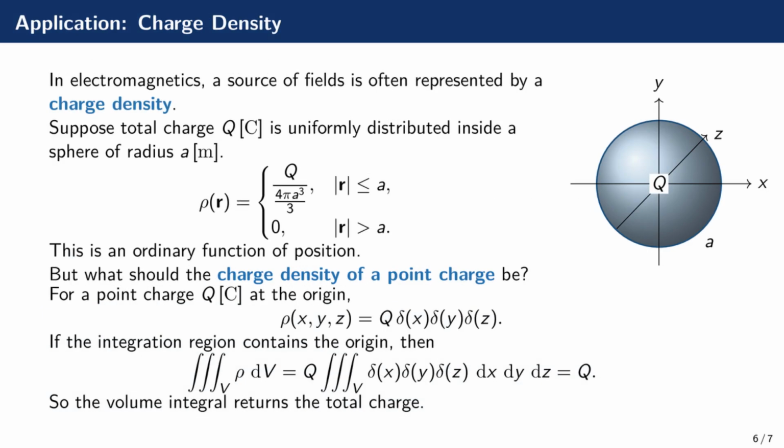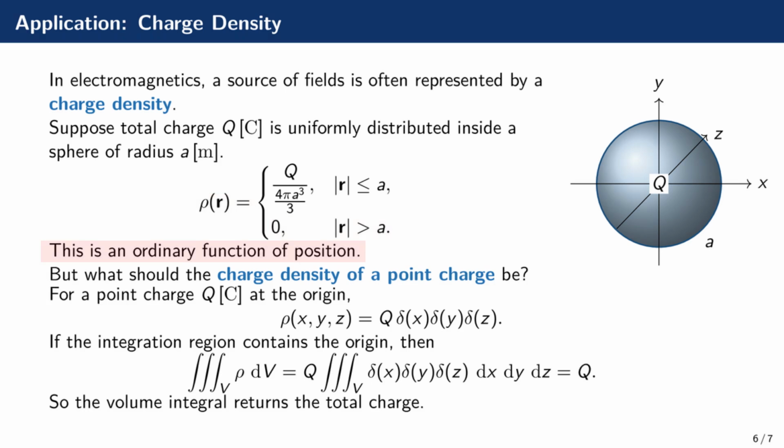Application to sources. This is an example of how the delta function is used. In electromagnetics, a source that generates electric or magnetic fields is called a source. The delta function is used to mathematically represent such sources as density. For example, consider a total charge Q that is uniformly distributed inside a sphere of radius a. Then the charge density is equal to Q divided by the volume of the sphere, which is 4 pi a cubed over 3, inside the sphere and 0 outside.